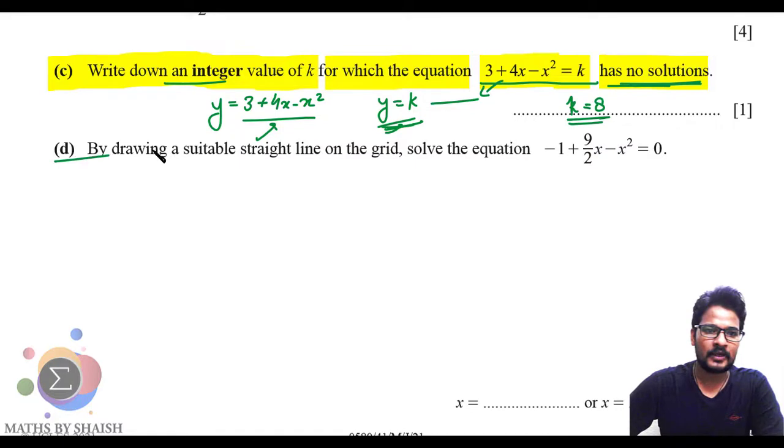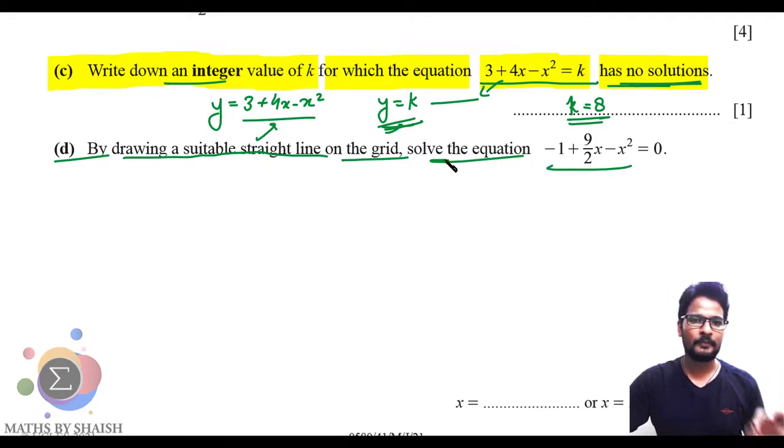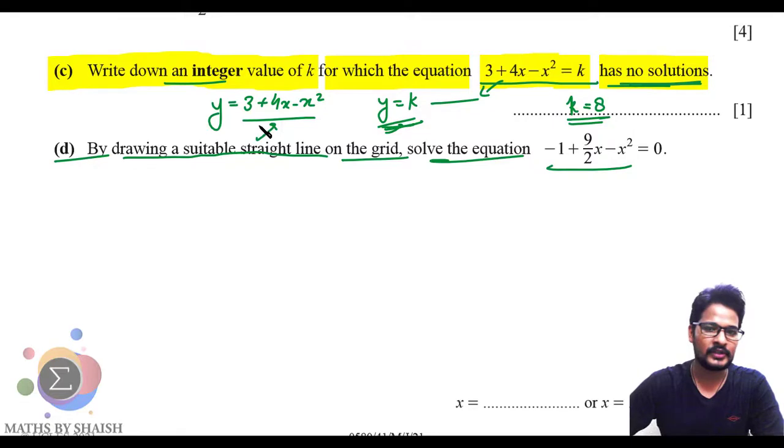Next, for the D part, by drawing a suitable straight line on the grid, solve the equation given equals 0. In this type of question, we bring the given curve to one side, and then we do it the same way we did the C part. First of all, we require this 3 plus 4x minus x squared, and the best way is to make it one side, and then by adding and subtracting the same quantity, we will manage to get this. So it is going to be -1.